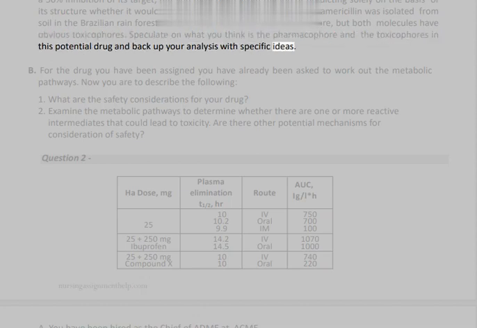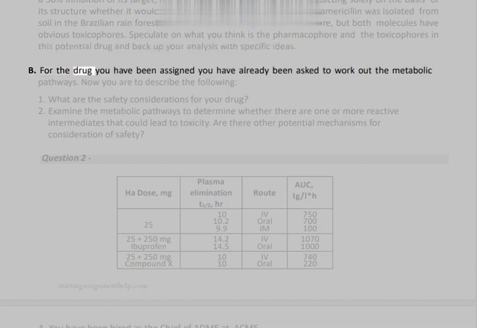B. For the drug you have been assigned, you have already been asked to work out the metabolic pathways. Now you are to describe the following.